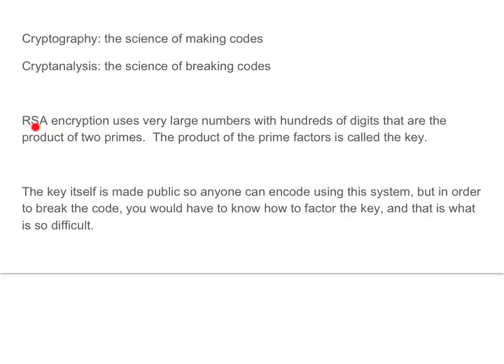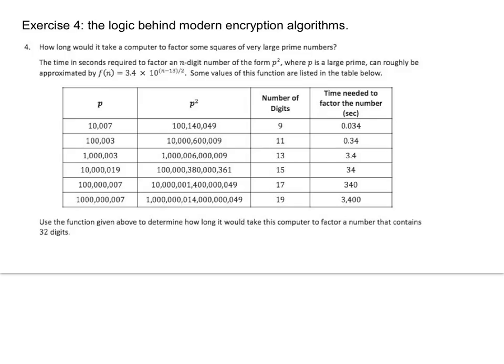Okay, you may have Googled RSA in a previous slide, which I'd asked you to do if you have time. So exercise 4, the logic behind modern encryption algorithms. How long would it take a computer to factor some squares of very large prime numbers? The time in seconds required to factor an n-digit number of the form p squared, where p is a large prime, can roughly be approximated by that really big function. Some values of this function are listed in the table below.